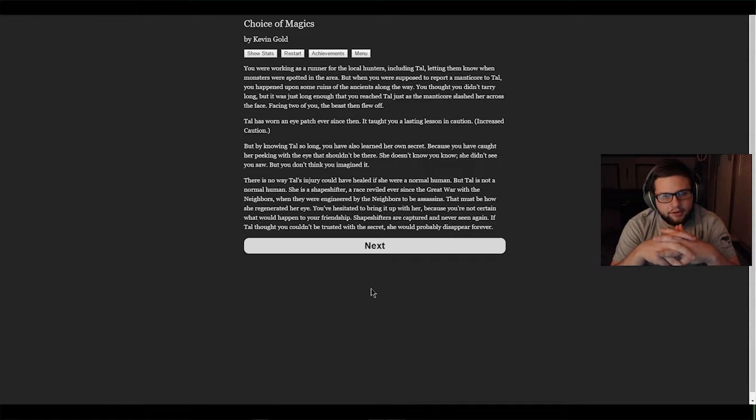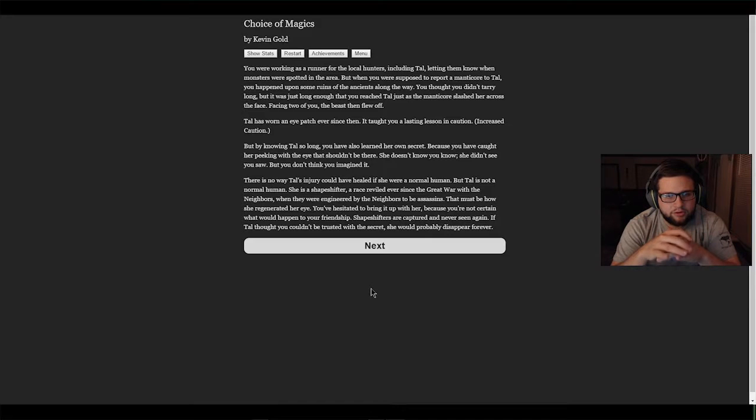Tal has worn an eye patch ever since then. It taught you a lasting lesson in caution, increased caution. But by knowing Tal so long, you have also learned her own secret. Because you have caught her peeking with the eye that shouldn't be there, she doesn't know you know. She didn't see you saw, but you don't think you imagined it. So she does have an eye under there.